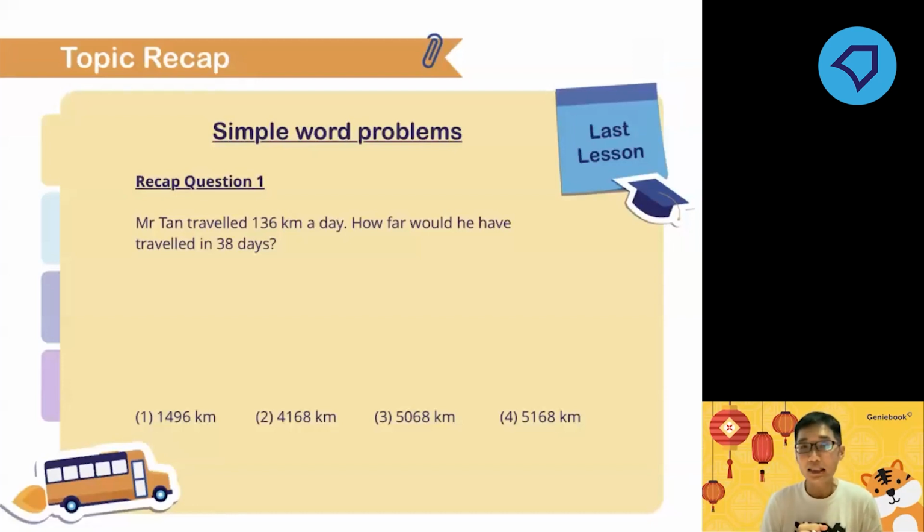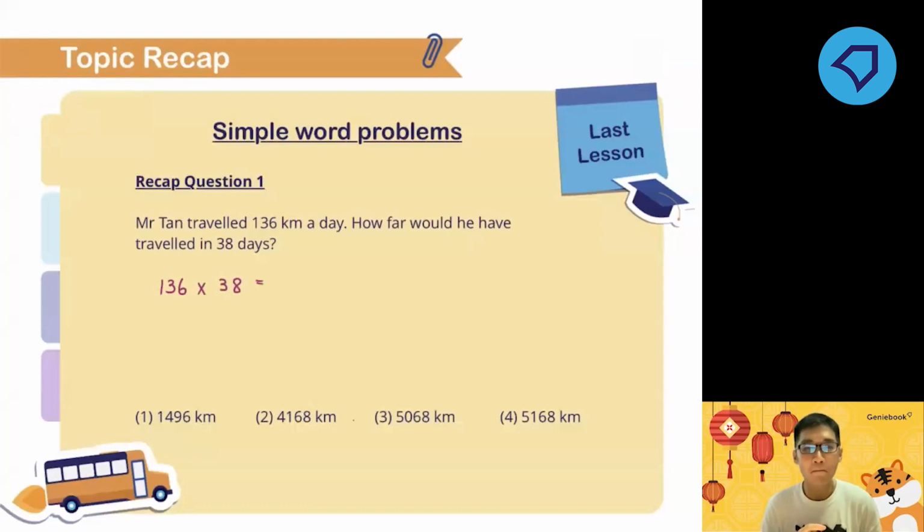It says here that Mr. Tan traveled 136 kilometers in a day. That's a very long distance, right? If you're driving a car, that's still a very long distance. 136 kilometers in one day. So the question here is, how far would he have traveled in 38 days? Which operation are you going to apply here? What you need to do here is multiply the distance that he traveled in a day by the number of days that he's going to travel for.